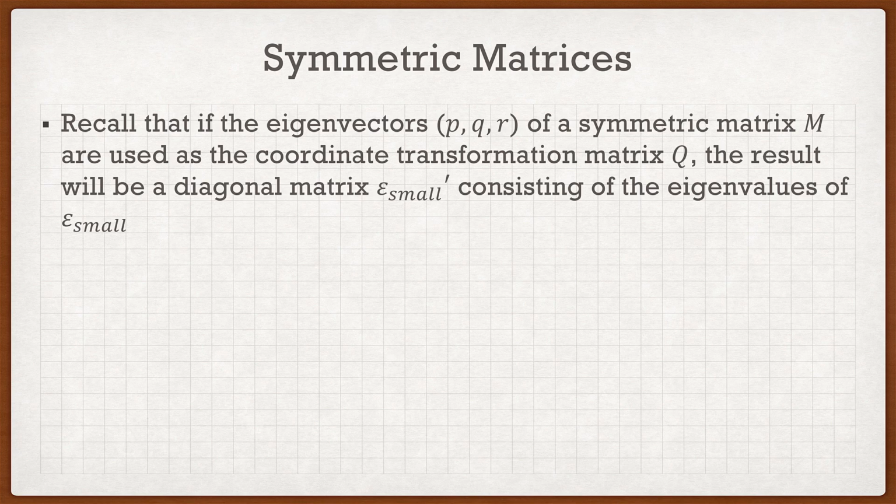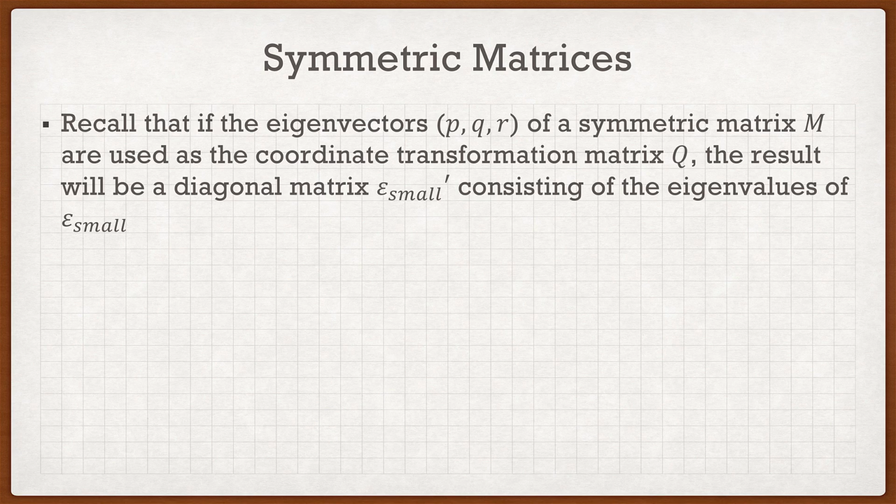All right, so the final one is wanting to find the coordinate transformation matrix that turns the small strain matrix into a diagonal matrix. Again, it's a symmetric matrix, which makes this question nice and easy, because recall that if the eigenvectors, which I labeled as P, Q, and R, of a symmetric matrix M are used as the coordinate transformation matrix Q, the result will be a diagonal matrix, which I put as E small prime. At the very top there, I put symmetric matrix M. That should be symmetric matrix E.